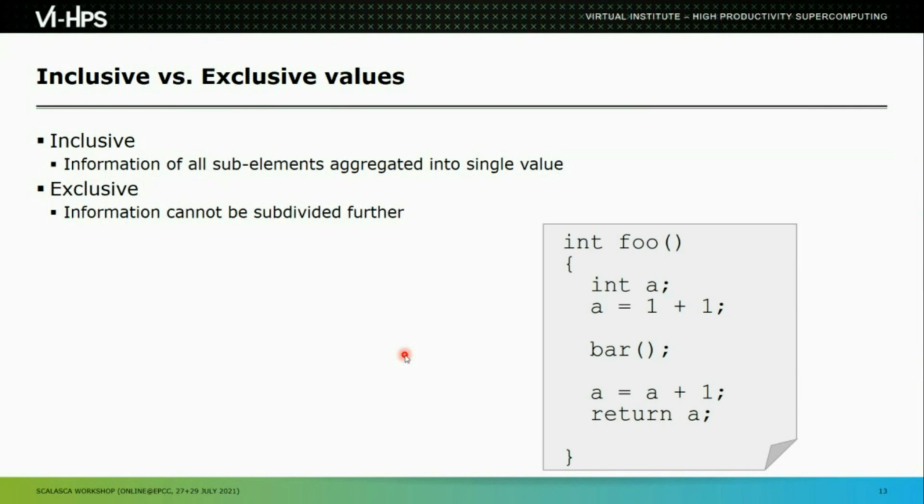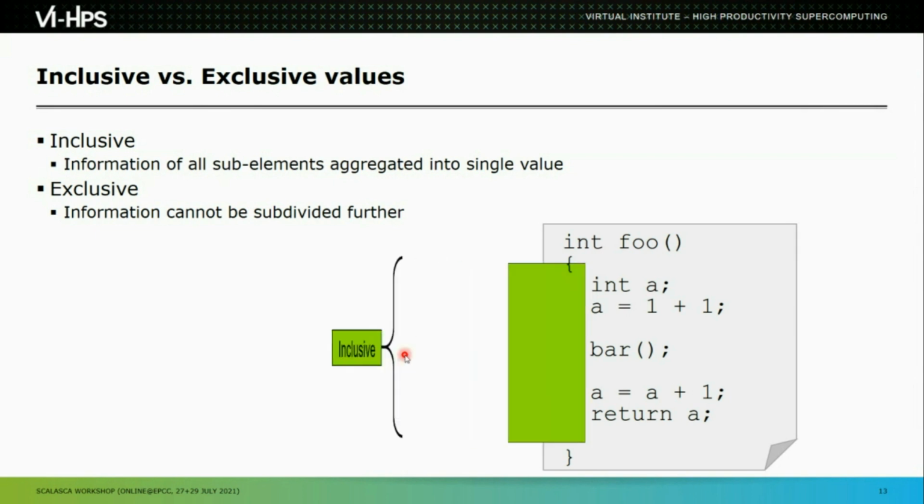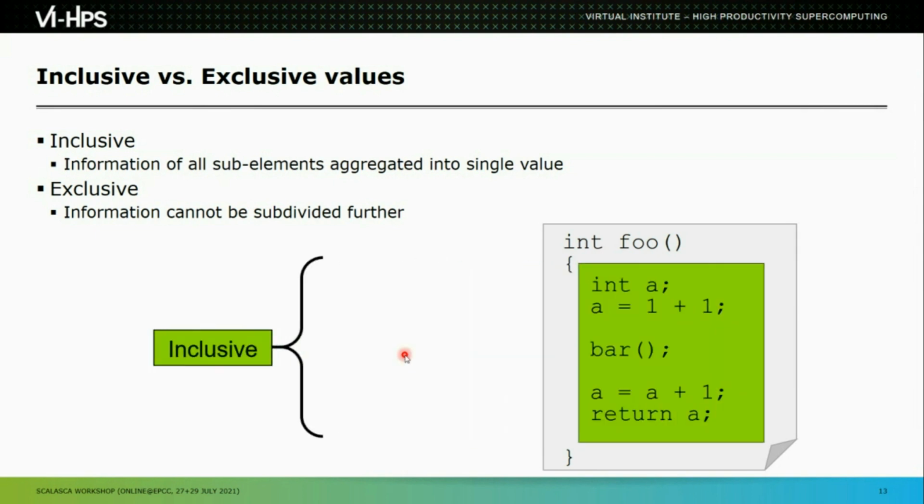If we think about the execution time of an arbitrary function such as foo shown on the slide here, the inclusive time would be the time from starting foo to when it returns. So everything that goes on within foo would be part of its inclusive time for execution. If there are bytes transferred, or other metrics being calculated, those are inclusive for the entire execution as well.